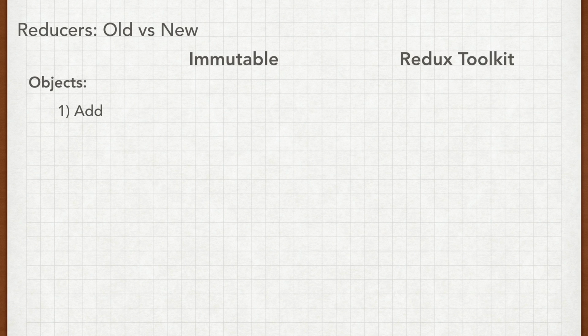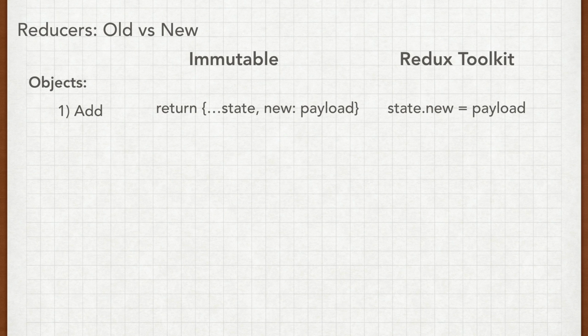Okay, now let's compare it for objects. So first of all, if you want to add a key value pair into an object in an immutable way, what you just do is you spread the state, spreading all the previous key and value pairs of the object. And let's say the new key that we want to add is called new. Then you do new, and maybe the value you want that to be associated with is the payload. So this is what you would do. Now the Redux Toolkit way using Immer, all you gotta do is state.new = payload. Very simple and very easy to read.